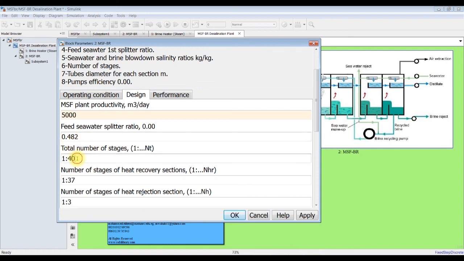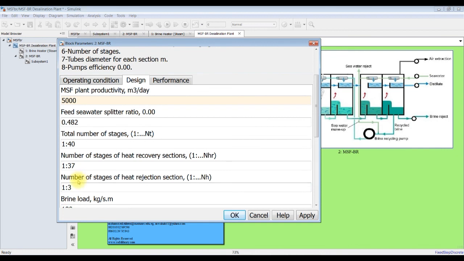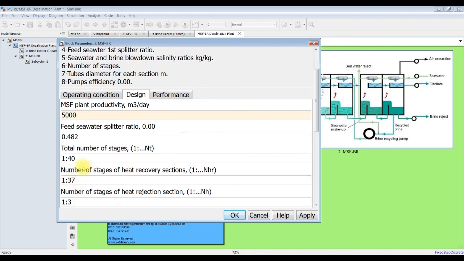Total number of stages. Sure, for the heat rejection section, we have only three stages. So for heat rejection, we are going to keep it. In this model, you can assign what it will be. I mean, we can assign it for 5 stages, 2 stages, and you can go and study it. Okay, keep it 3 and 4.